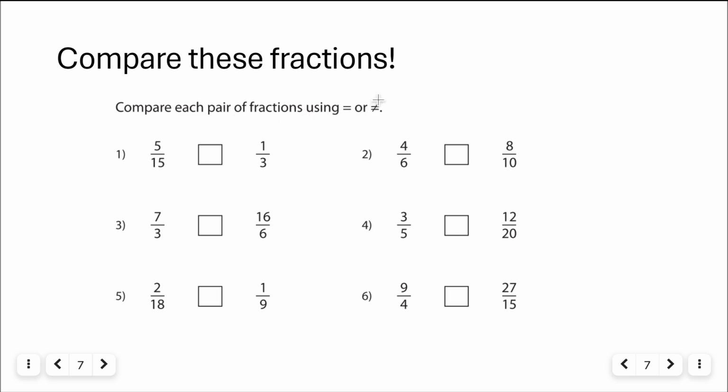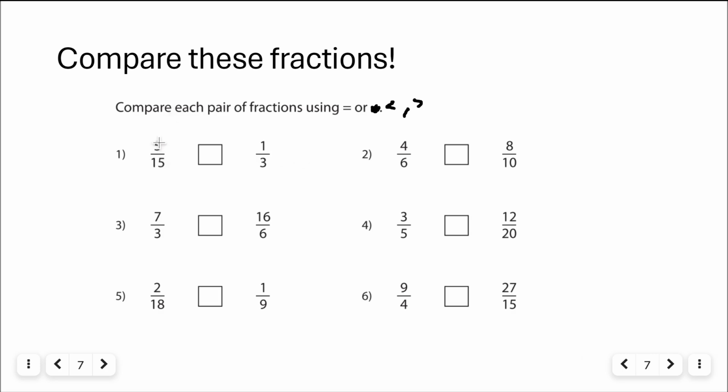Okay, now let's compare these fractions. All right, we can use equal or unequal. We can put fractions in lowest terms. We can also multiply them to compare them. Instead of using unequal, we're going to use greater than or less than, I think, to figure out which is greater than or less than.